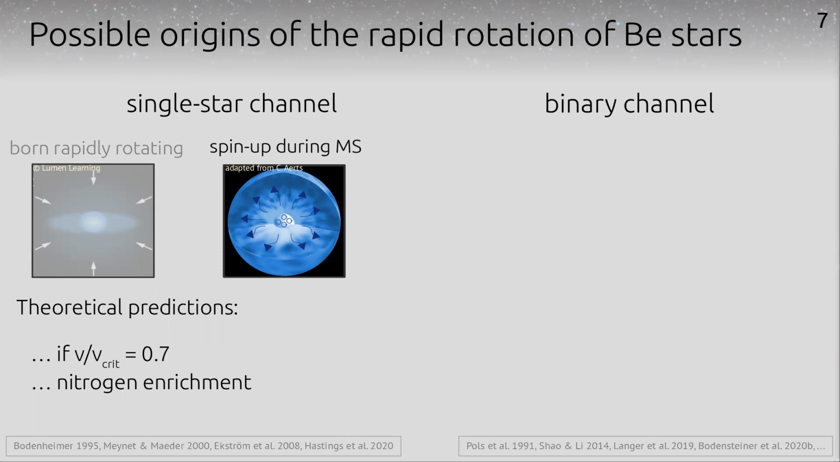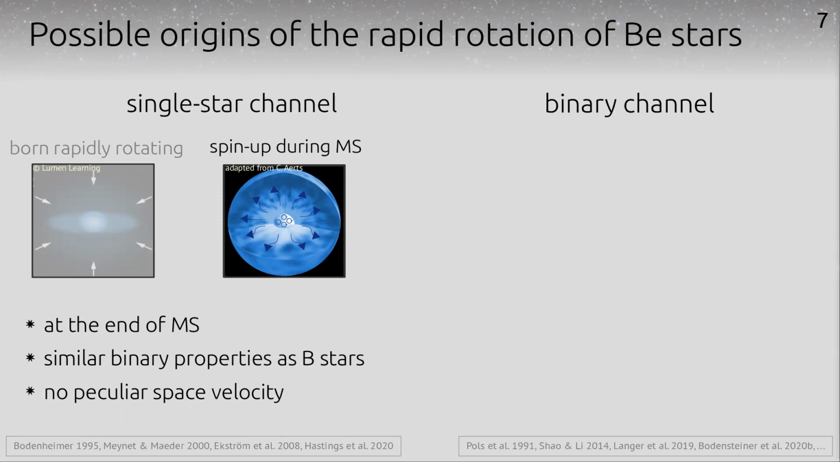There's a few theoretical predictions that say that this is definitely a valid channel if it's enough to be at 70% critical to appear as a BE star, which is based on recent works by Hastings et al. But they also predict that there should be nitrogen enrichment in these BE stars, which, at least as far as I know, has not been observed, but is also difficult to observe.